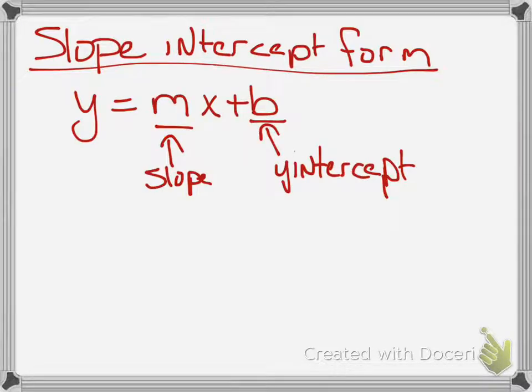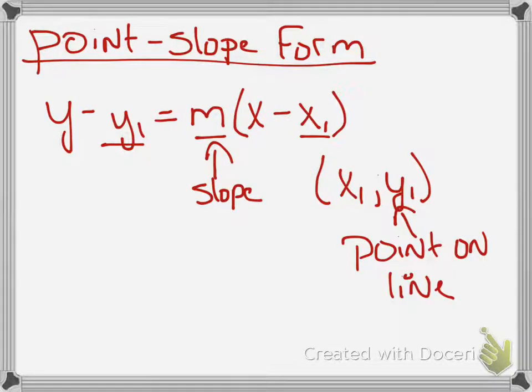Let's start off with slope-intercept form. You need to know the y equals mx plus b form. M is the slope and b is the y-intercept. You should also know the point-slope form. Y minus y1 is equal to m parentheses x minus x1, where y1 and x1 are a point on a line, and m is the slope.